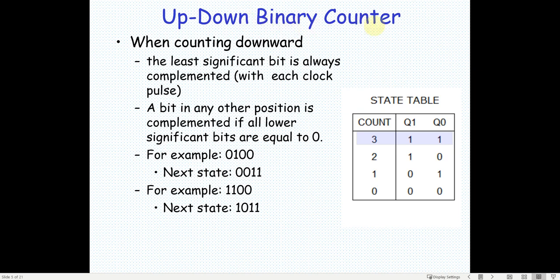Now, the up-down binary counter. That was supposed to be counting up. Now what do we do if we want to count down? If you have to count down, you write 3 2 1 0, so now it has to count down: 1 0 1 0. Now if you see what is happening here, if it is a 1, it is following the same thing. If it is a 0, it is continuing with the same value. If it is again 1, it is again toggling.